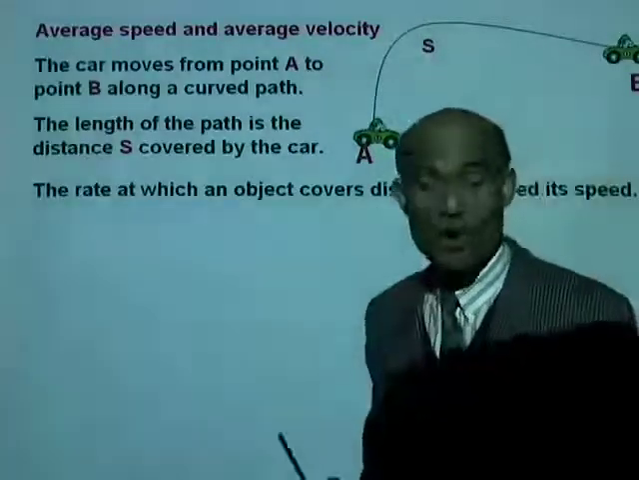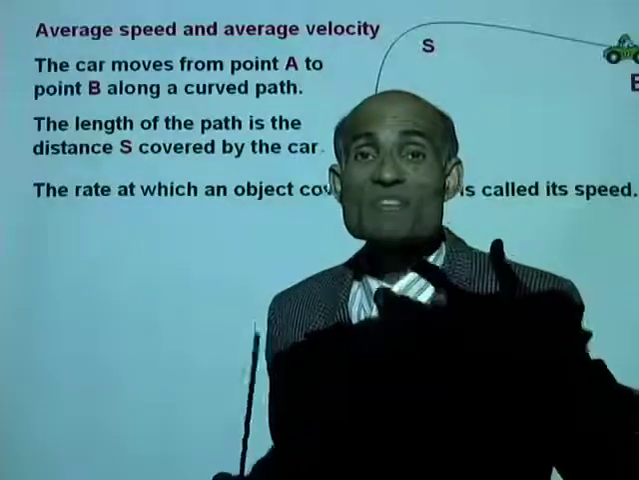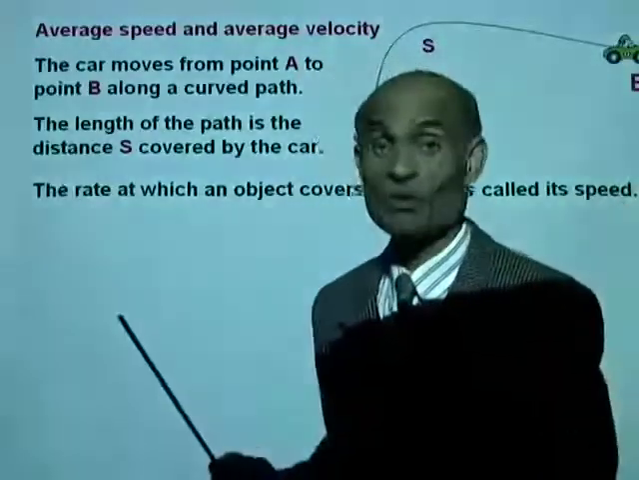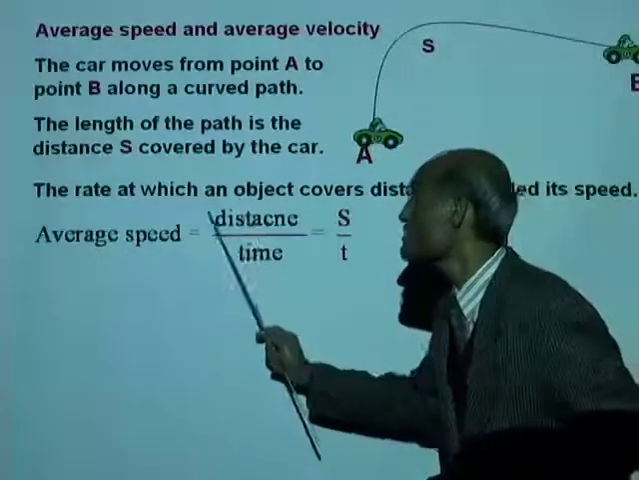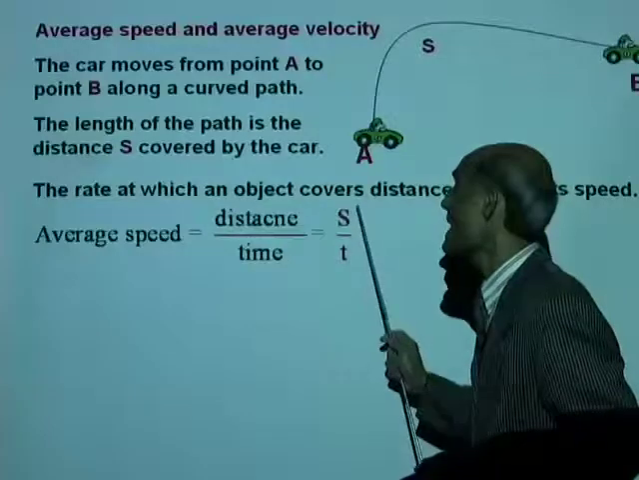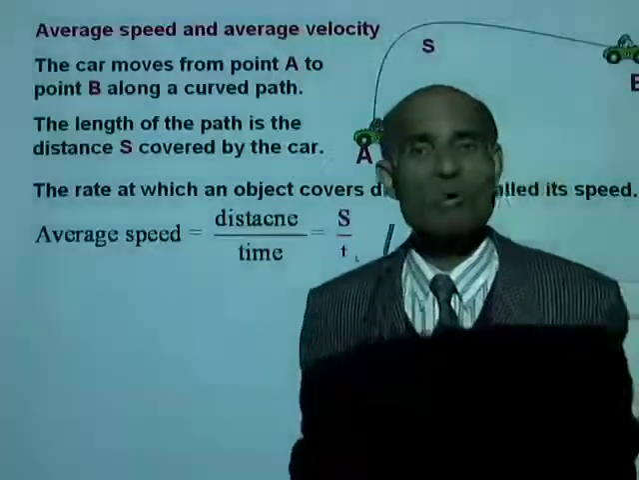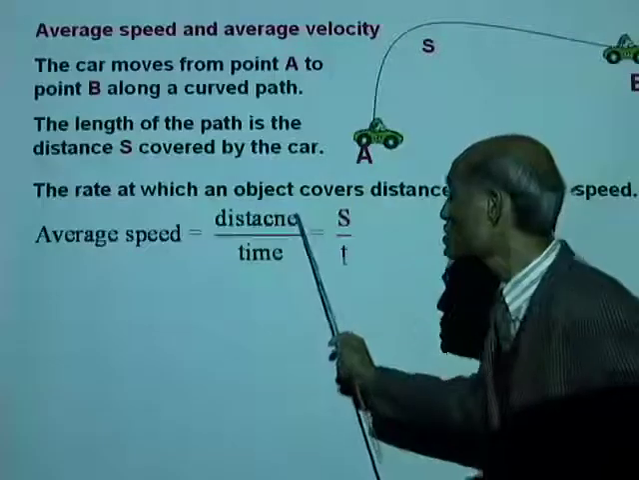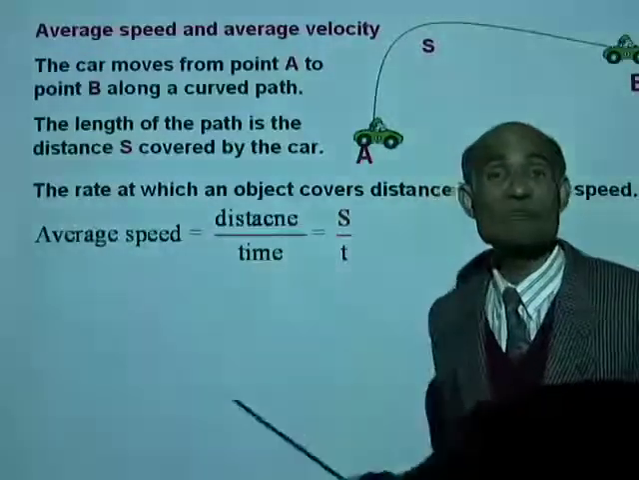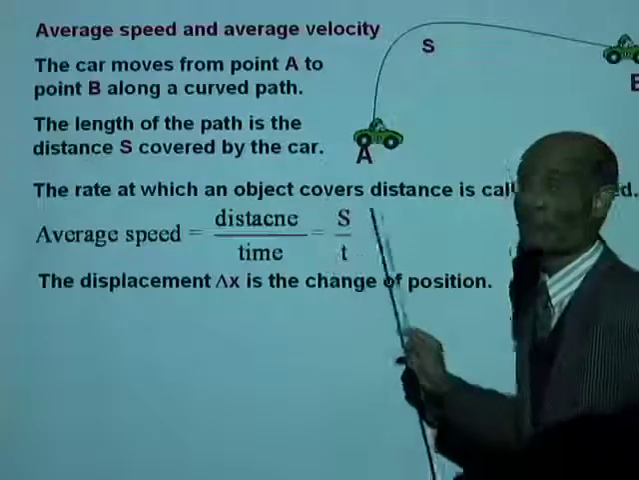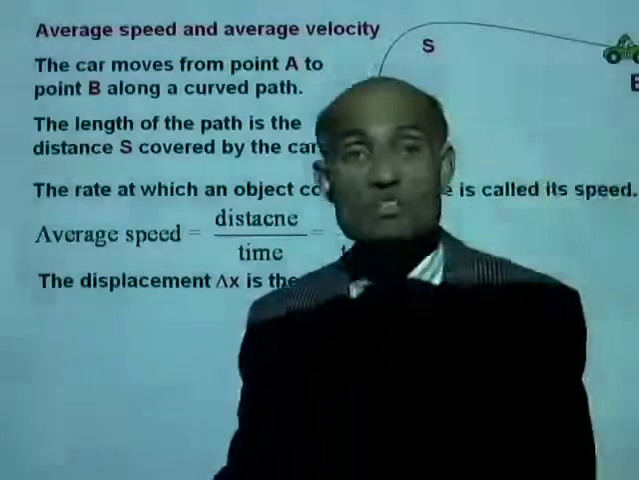Now the rate at which an object covers a certain distance is called its speed. So speed is the rate of change of distance, the rate at which an object covers a certain distance. In other words, average speed is distance covered divided by time, that is S divided by T. This is S divided by the time taken. What is the unit for measuring average speed? Distance is measured in meter, time is measured in second, it is measured in meter per second. But now tell me, the object, the car moved from A to B. What is the change in position of the car?